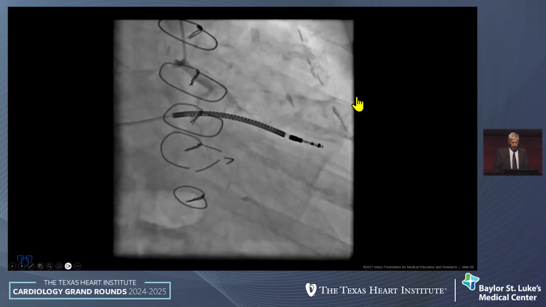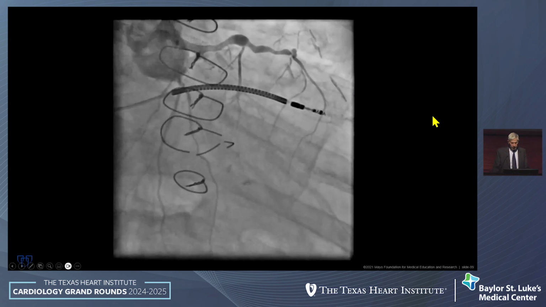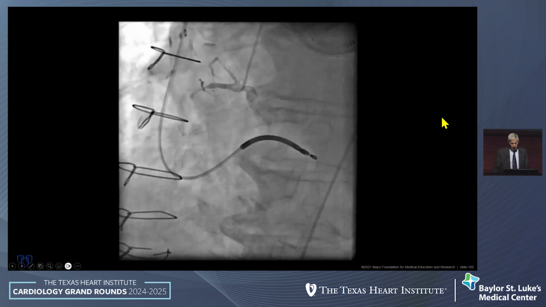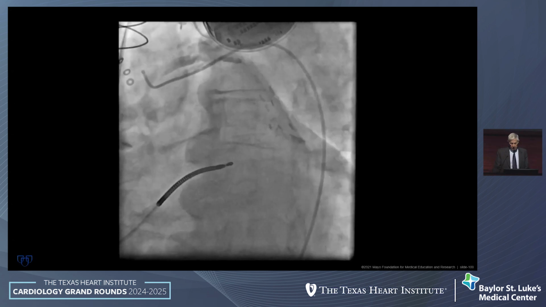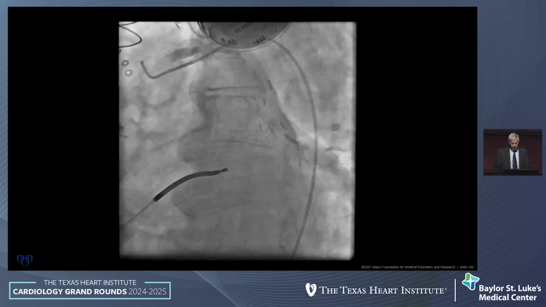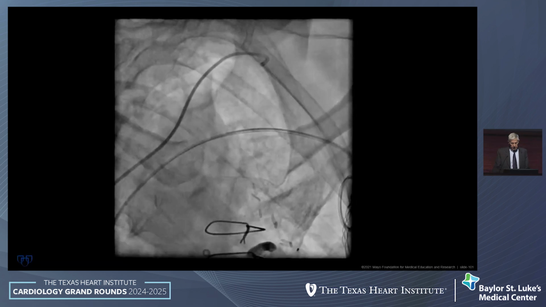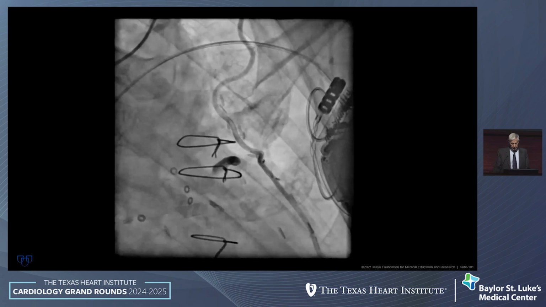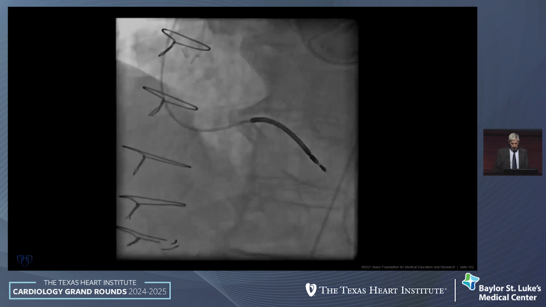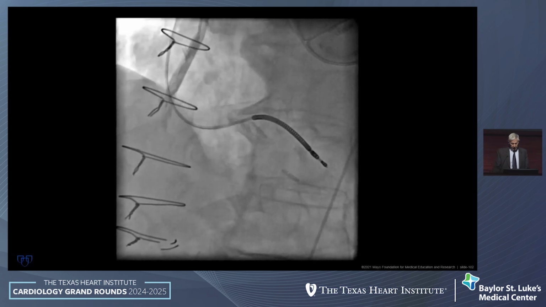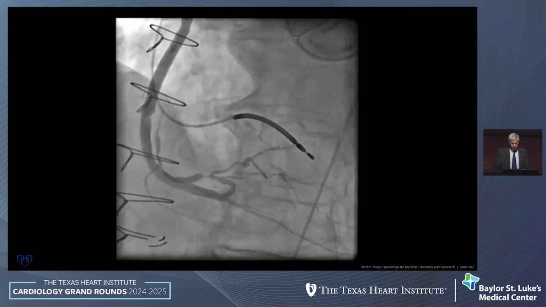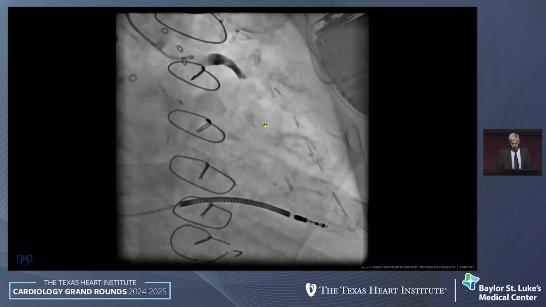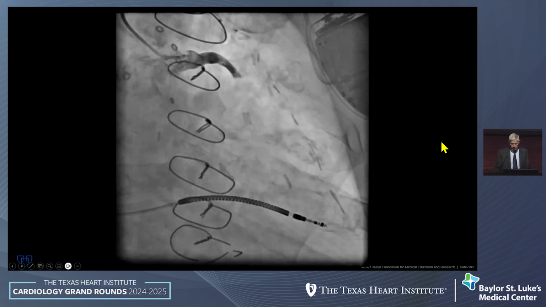Well, we went ahead and got an angiogram, and this is his angiogram. He had very severe native disease. He had a nice mammary to the LAD, a nice vein graft to his PD, and he had an occluded OM graft again. You can see the stent previously placed in there.